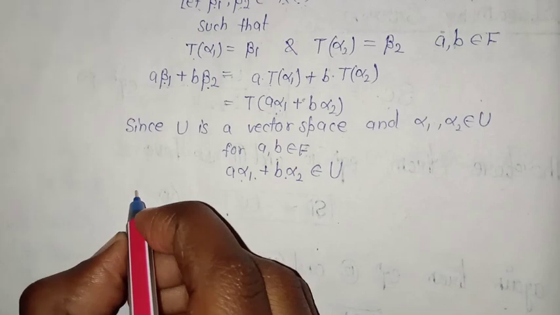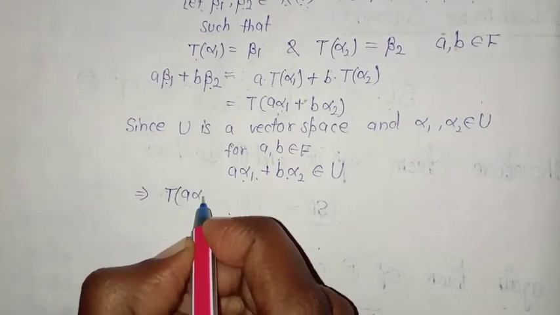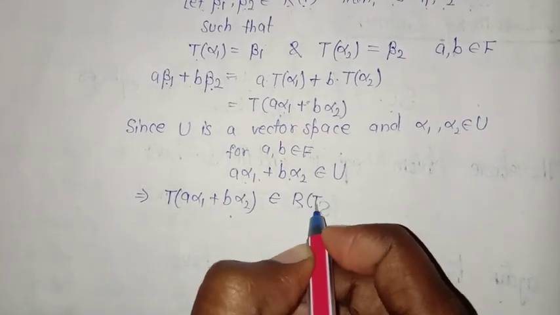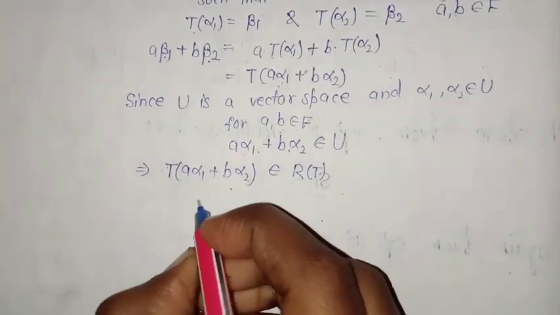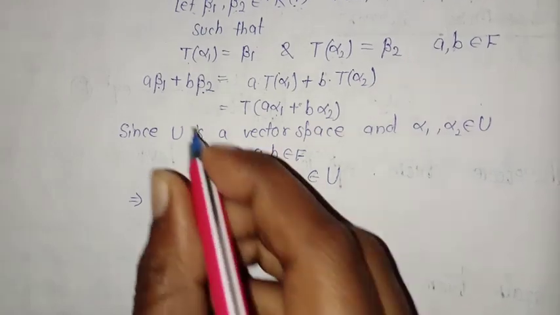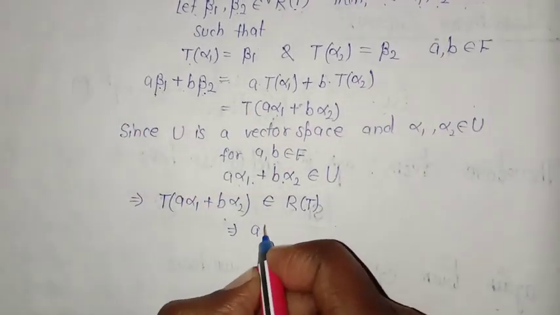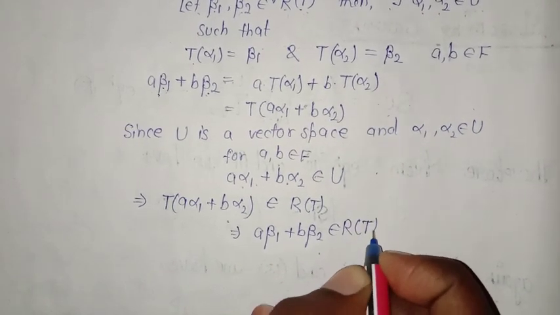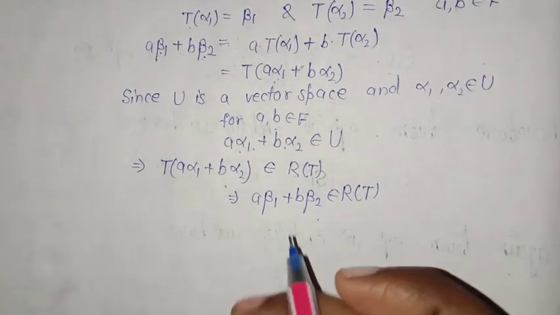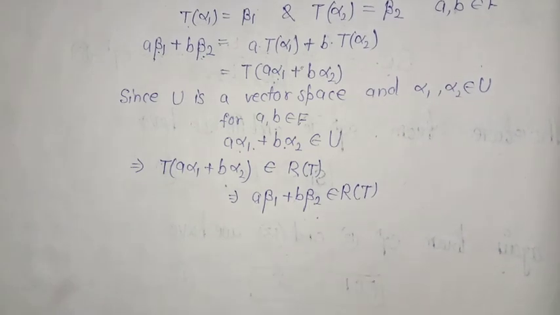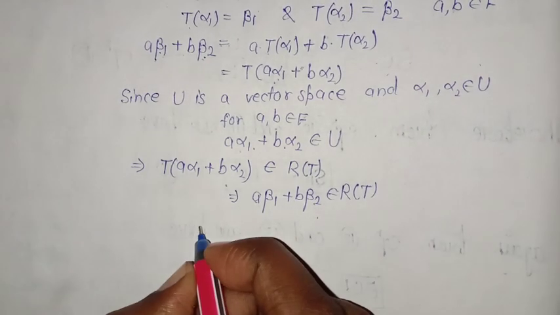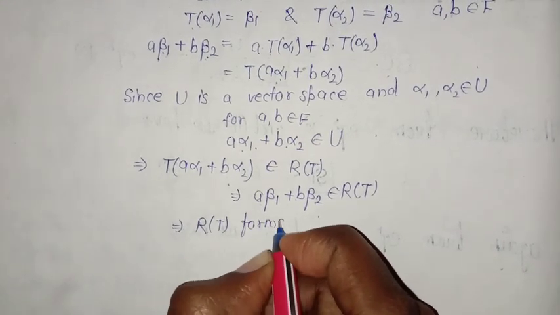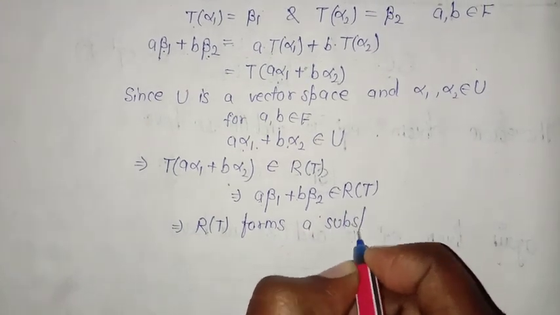This implies T of A alpha 1 plus B alpha 2 belongs to R of T, that is range of T. And this implies that A beta 1 plus B beta 2 belongs to R of T. So we have taken two vectors from R of T, and we showed that the linear combination of those two vectors also belongs to R of T. This implies that R of T forms a subspace of the vector space V.